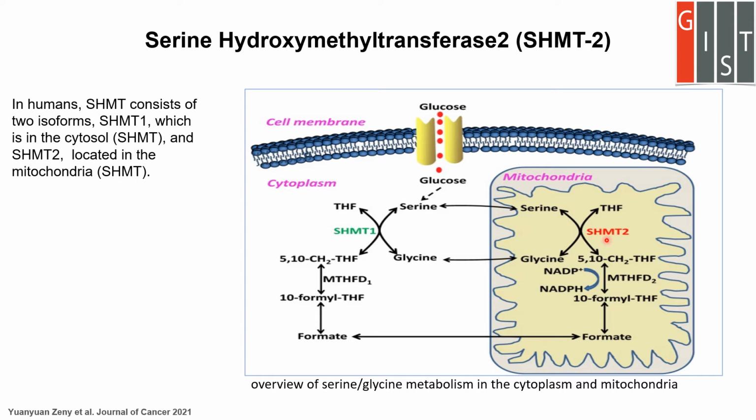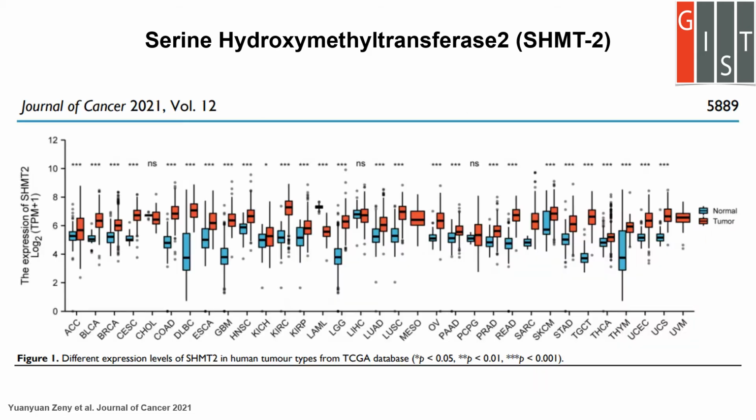What does this enzyme do? It catalyzes the conversion of serine and THF, which is tetrahydrofolate, into glycine and 5,10-methylene tetrahydrofolate. This action gradually leads to the transfer of 1 carbon to the purine synthesis and to other compartments of the cell. Recently, it has been reported that SHMT2 is abnormally expressed in cancer cell lines.